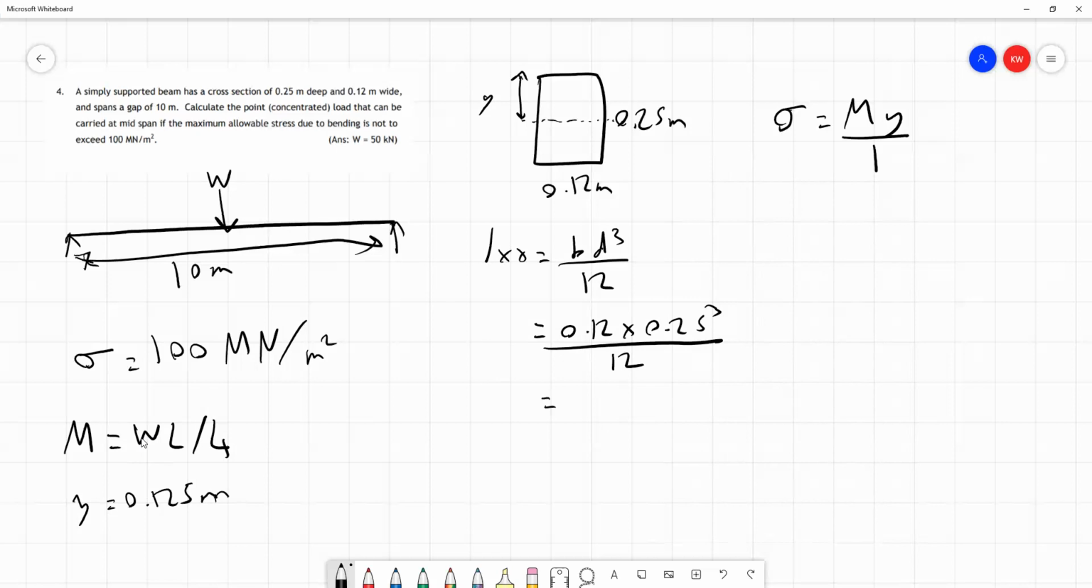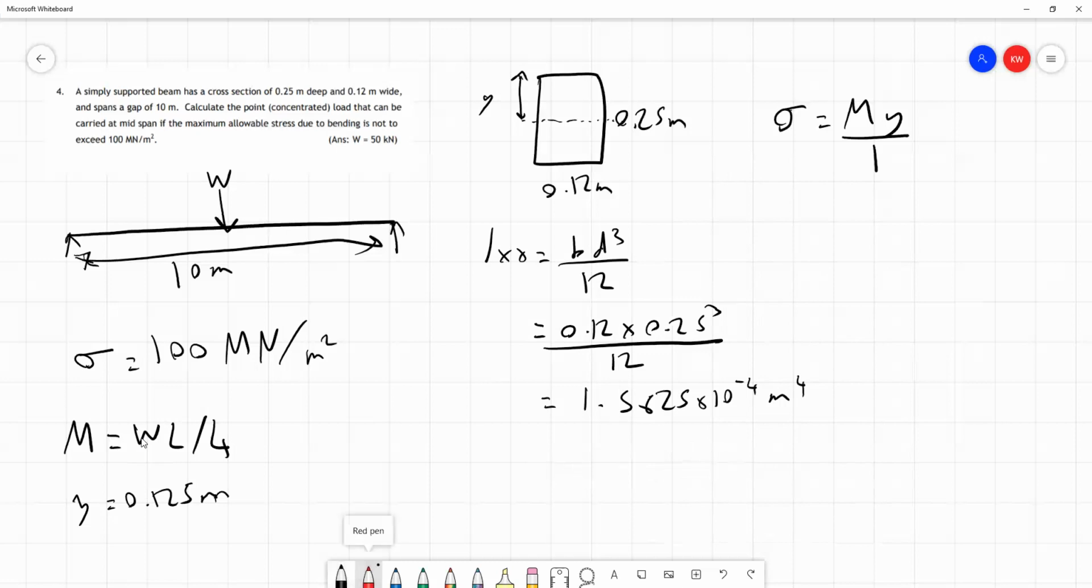This is going to give us something very small. It's going to give us something with a negative power in scientific notation. So what we have here is 1.5625 times 10 to the minus 4 meters to the power 4. So that's 0.0001565. That's the number that we get out here. And that's entirely normal because we're working in meters to the power 4 rather than millimeters to the power 4. But that gives us our second moment of area.